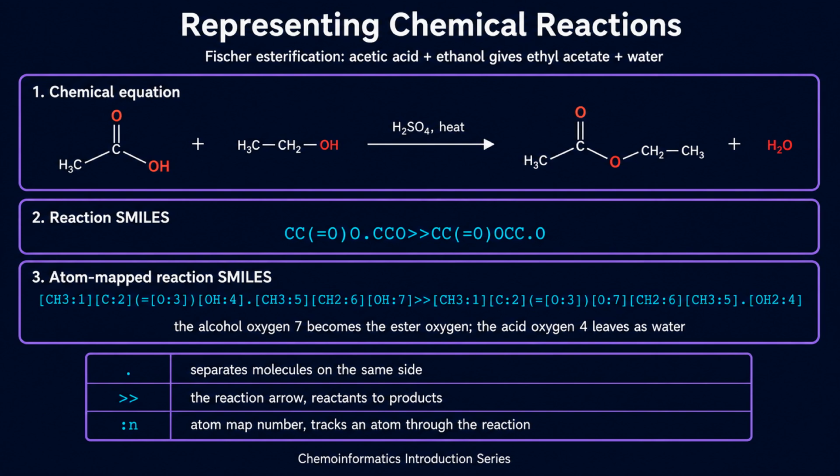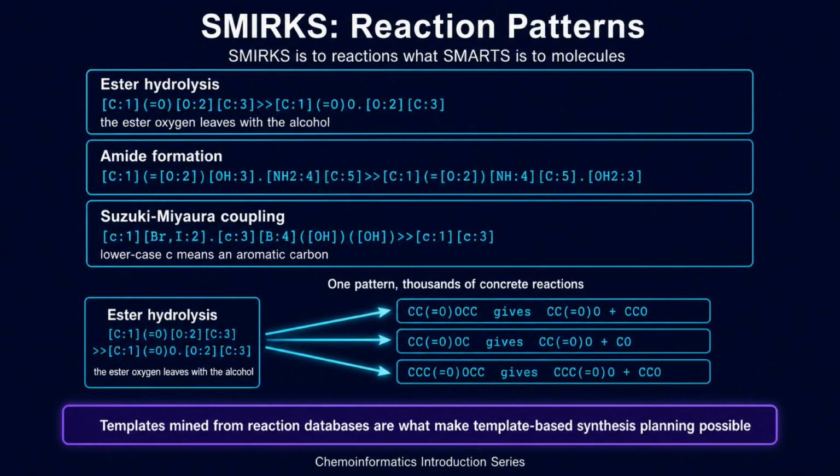Atom mapping, shown with colons and numbers, tracks which atoms in reactants become which atoms in products. This mapping is crucial for understanding reaction mechanisms and for machine learning models. SMIRKS is to reactions what SMARTS is to molecules, a pattern language. While reaction SMILES describes specific reactions, SMIRKS describes reaction patterns that can match many specific cases.